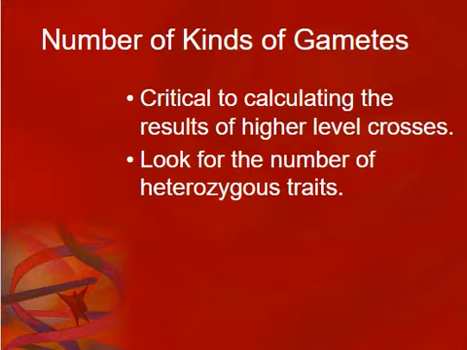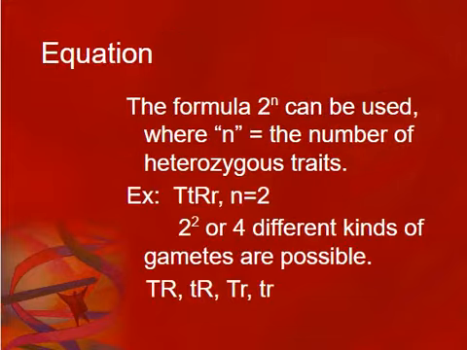How many possible gametes are there? What is the ratio? Are we 50-50 with big T, little t, or are we 75-25? Those types of things are really, really big.